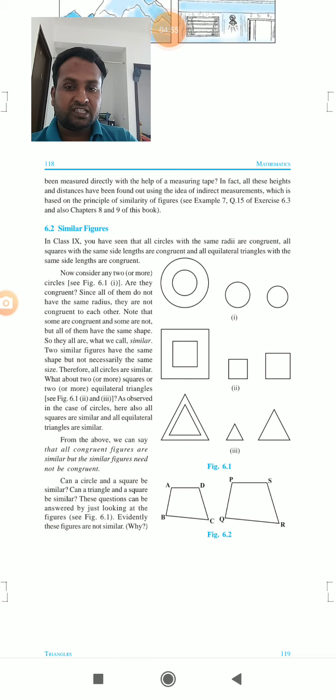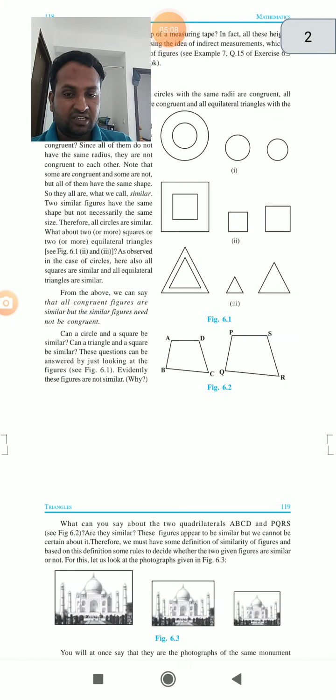Now see, so many examples are given here. See that all congruent figures are similar, but similar figures need not be congruent. See the examples given here.